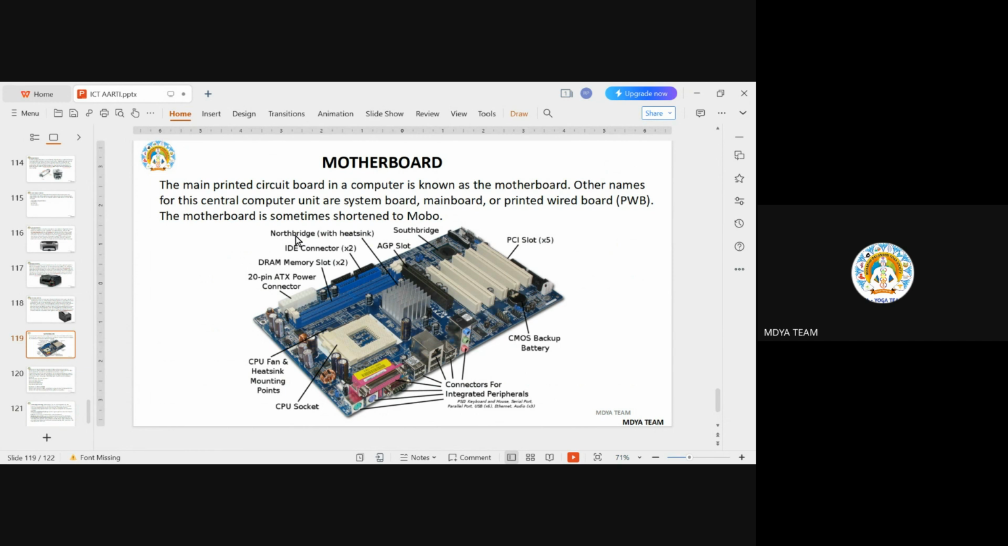The motherboard is sometimes shortened. The shortened form of the motherboard is, please note down, MOBO. MOBO is the short form of the motherboard.